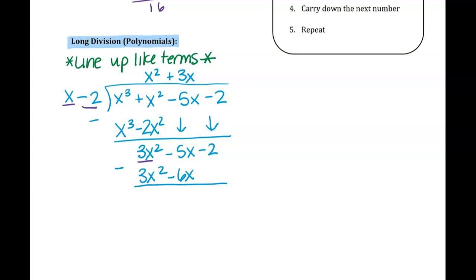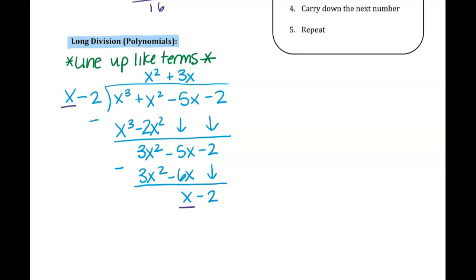And then we subtract. These go away. Negative 5 minus negative 6 is a positive x. Bring down my minus 2. Sorry about that, I'm erasing more than I need to. So now the final piece, x times what equals x?